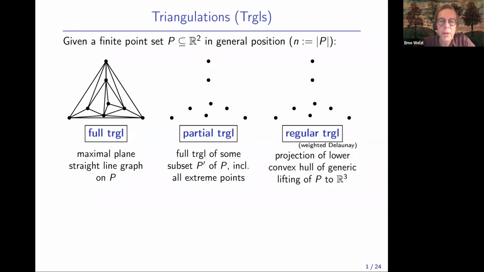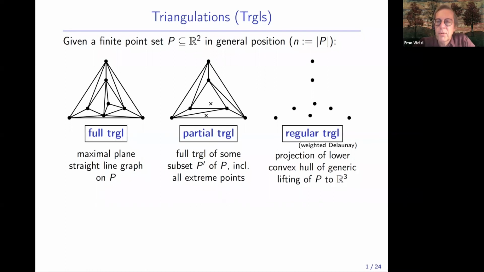A partial triangulation is pretty much the same thing, with the only exception that you can skip some of the points. You cannot skip the vertices of the convex hull, which I call extreme points. So in our example, there are 3 extreme points which I cannot skip, but others I can potentially skip. Here you see a partial triangulation which skips 2 of the points of the original point set.